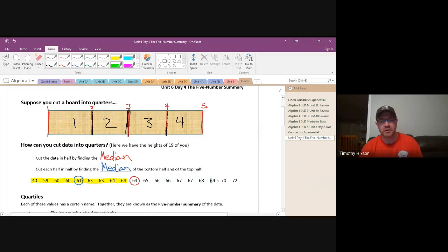I'm just looking at these 9 scores now. And again, I'm going to look for the fifth one: 1, 2, 3, 4, 5. This is our fifth one. And you can see I have 4 scores to the left and 4 scores, or heights, to the right. That's the median of the top half of the data. And now you'll see what I've got here is I've got 4 quarters.